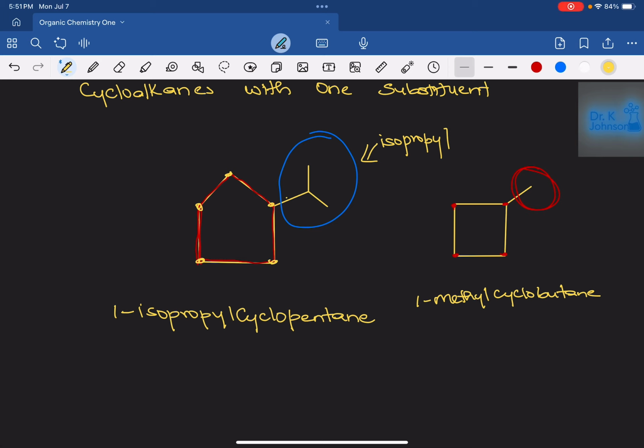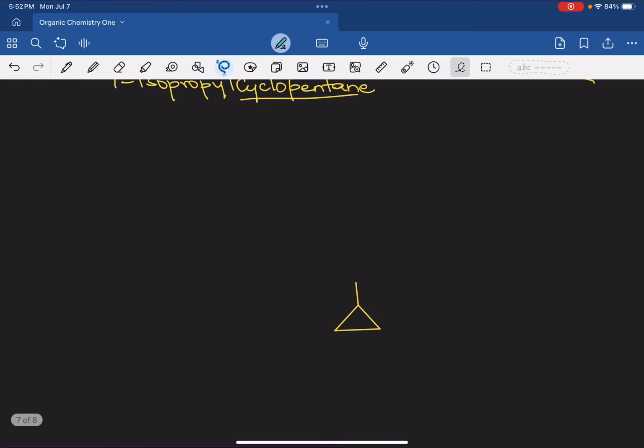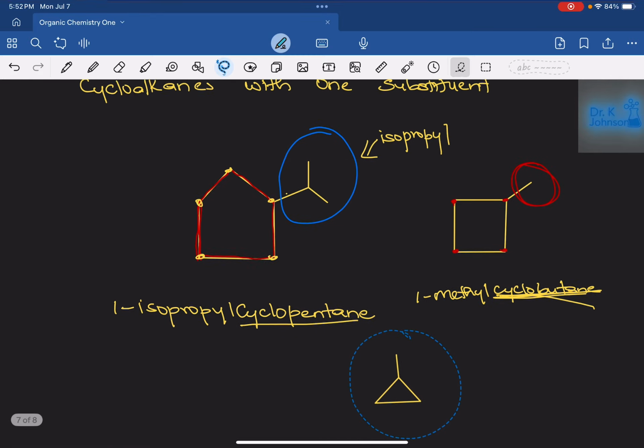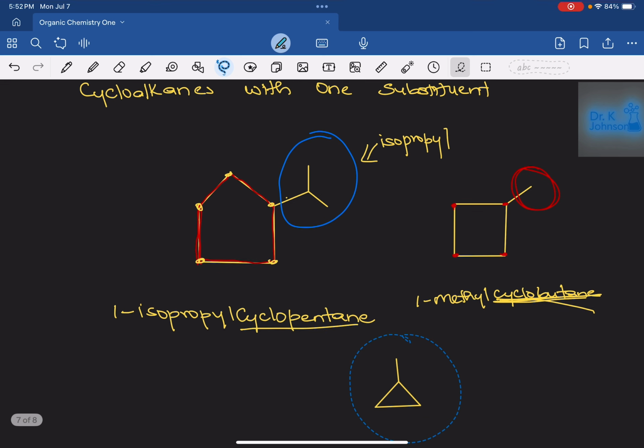Find your ring structure. That gives you the parent name. And then you name your substituent. So why don't you do this for me? Why don't you try to name this structure in the comments using what I just taught you? Go ahead and name that structure.